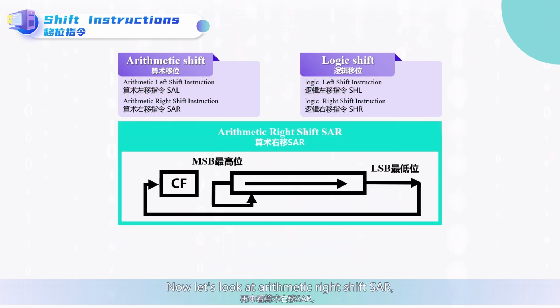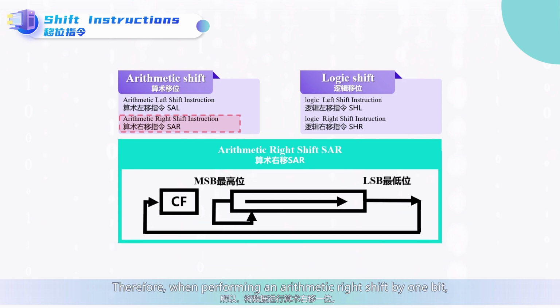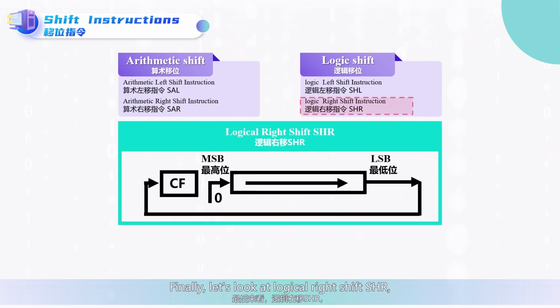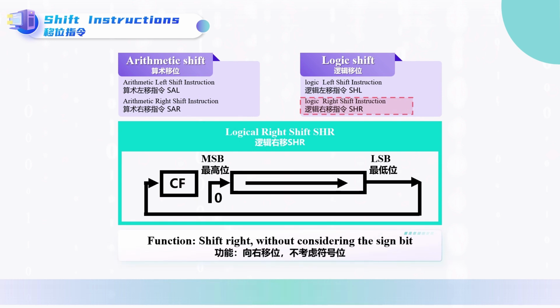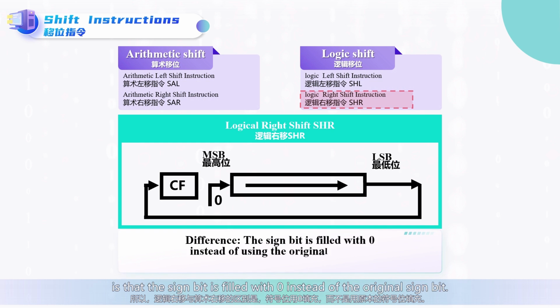Now, let's look at arithmetic right shift SAR, which maintains the sign bit as much as possible while shifting right. Therefore, when performing an arithmetic right shift by 1 bit, the lowest bit is moved to the CF flag first. Then the remaining bits are shifted right by 1, and finally, the highest bit is filled with the original sign bit. Finally, let's look at logical right shift SHR, which simply shifts right without considering the sign bit. Thus, the difference between logical right shift and arithmetic right shift is that the sign bit is filled with 0 instead of the original sign bit.